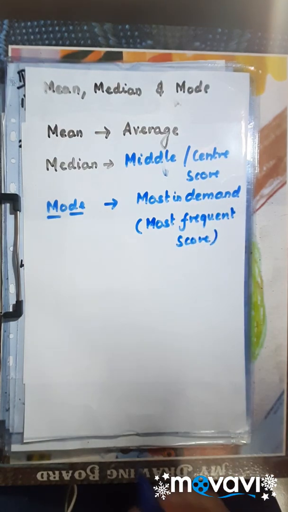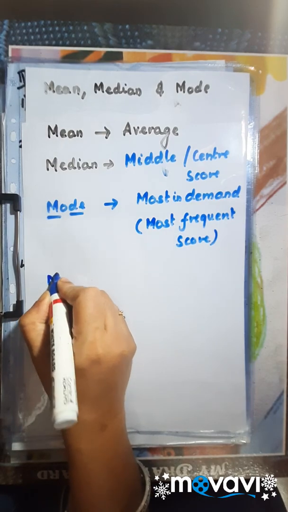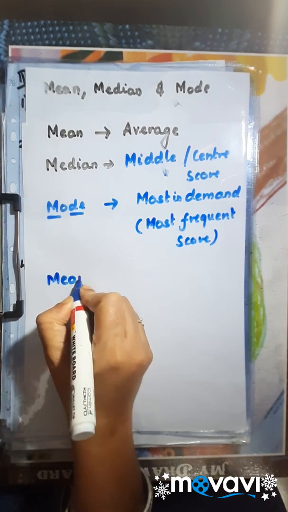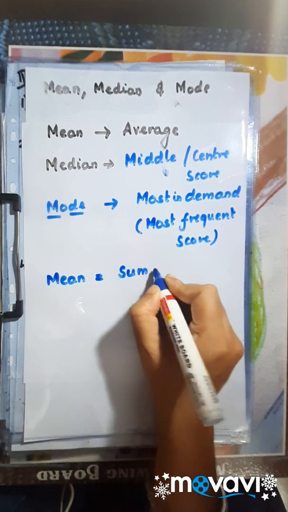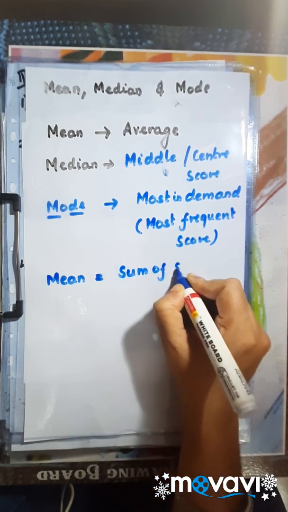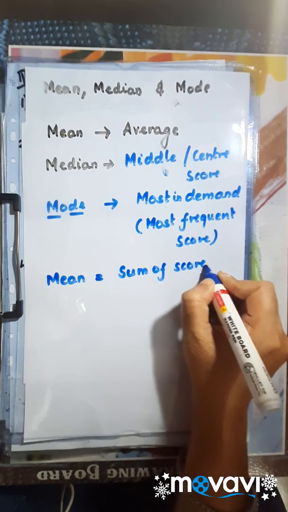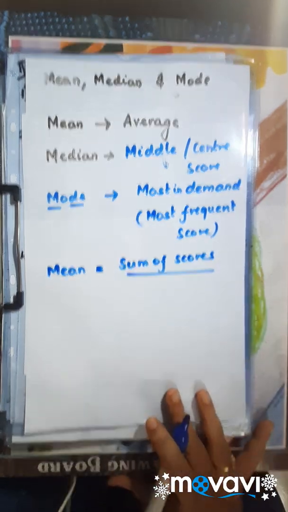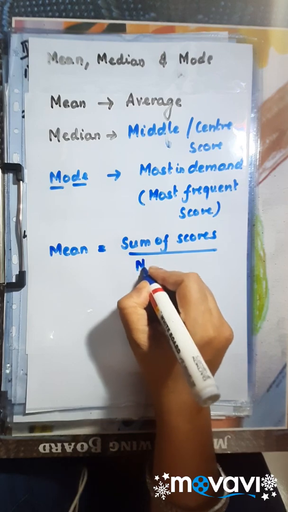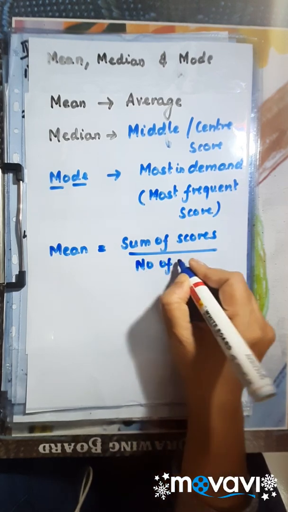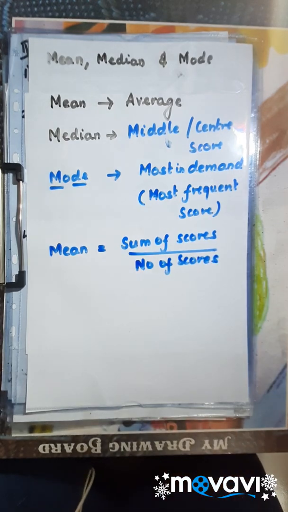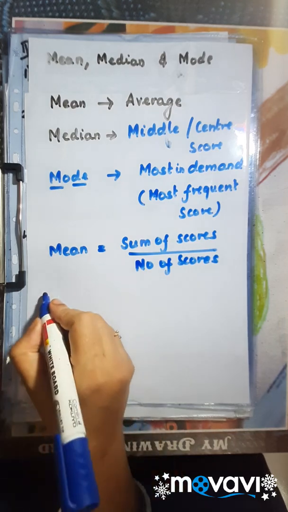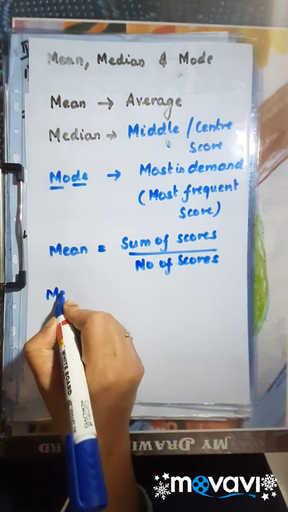Okay, so now what is mean equal to? Sum of scores upon number of scores. Sum of scores upon number of scores. Now, how do I calculate the median? Median.